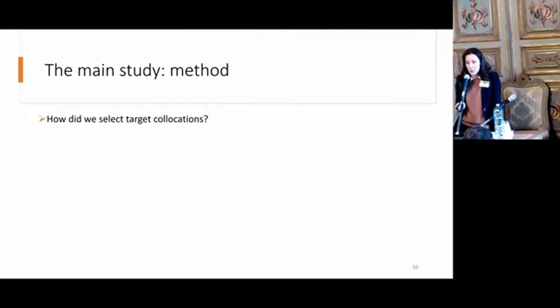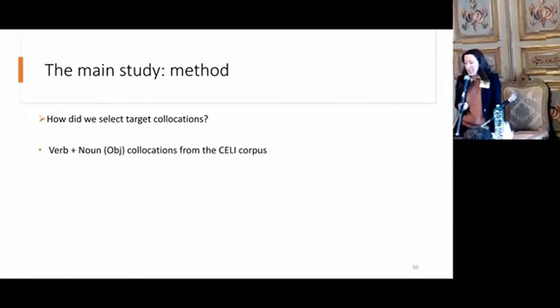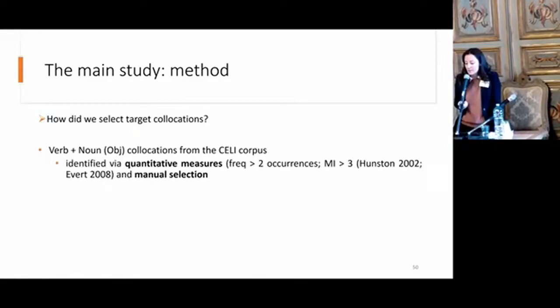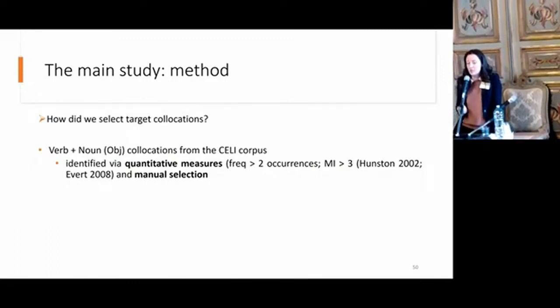So we wanted to use the Chile corpus, but we had to work out how to do that. So we focused on verb-noun object collocations. We identified these collocations firstly by using a set of quantitative measures and related thresholds. So we considered frequency, of course, setting a threshold of 2 occurrences, and mutual information, setting a threshold value of 3. But this unfortunately wasn't enough. We needed to manually select the collocations that were the outcome of the adoption of these 2 quantitative measures to make sure that the collocations in our list were true collocations.